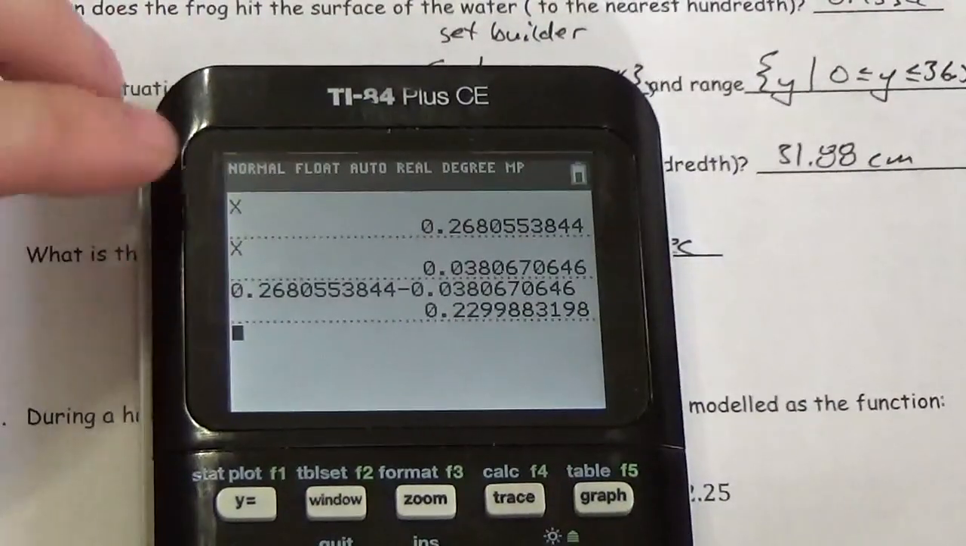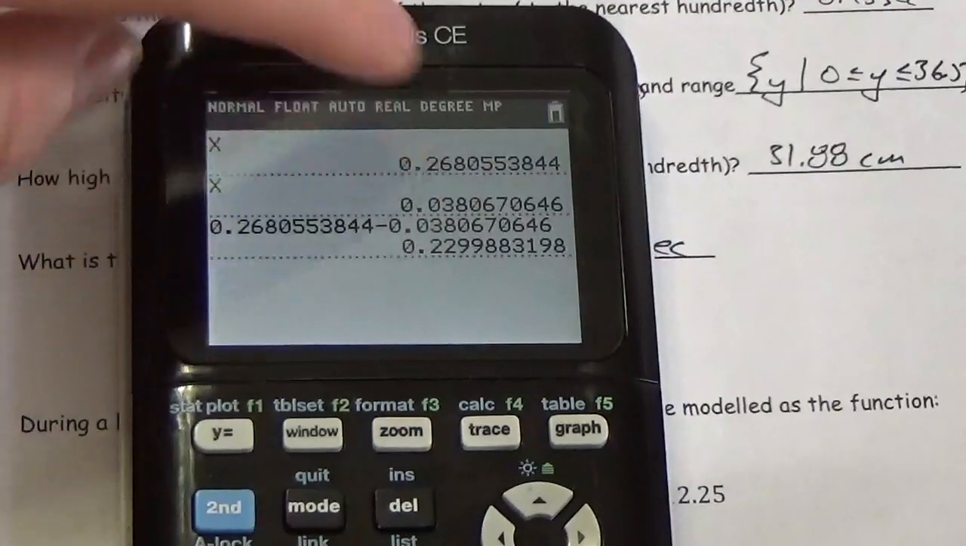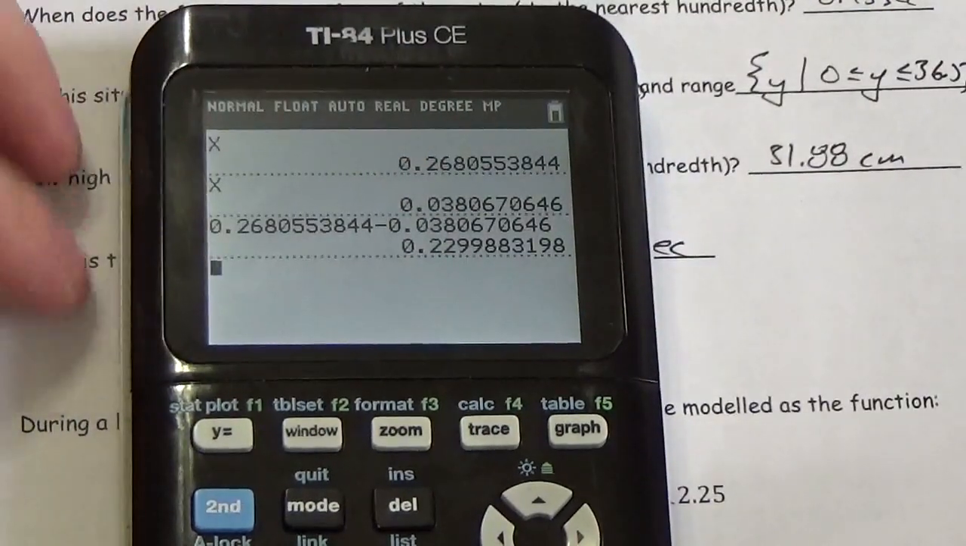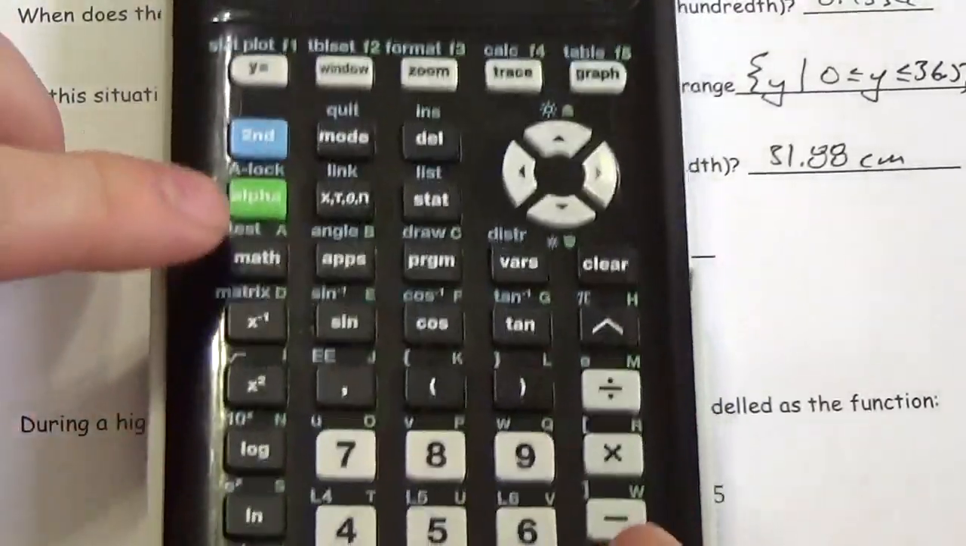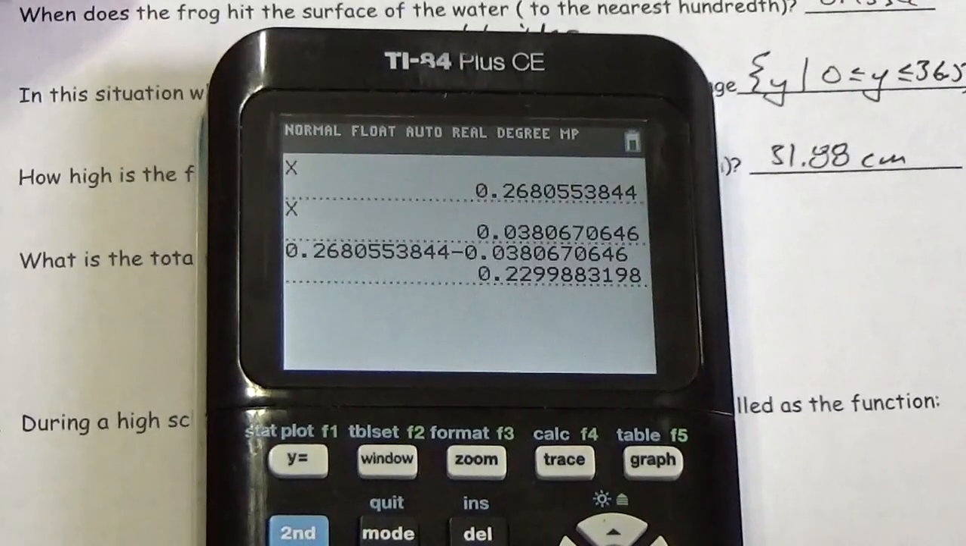Now, if your calculator doesn't have the ability to do this, and there are a bunch that don't, you can always store the first number in a variable by using the store feature and then one of your variables here. There are other things you can do. You could write them out if you wanted to. That doesn't take up that much time, really. There's things you can do here.